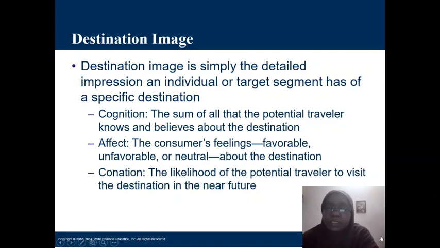Destination image, and this is simply defined as the detailed impression an individual or target segment has of a specific location. As a tourist, what is my impression about a particular place? So that is the destination image. What is my impression about a particular destination? This can be in three forms. The first is the cognition, the second is the affect, and the third is the conation. Cognition is the sum of all the potential traveler knows and believes about the destination.